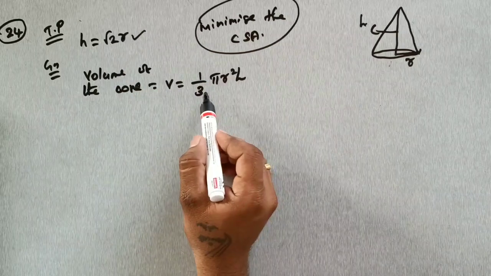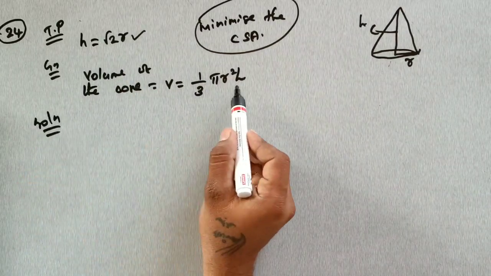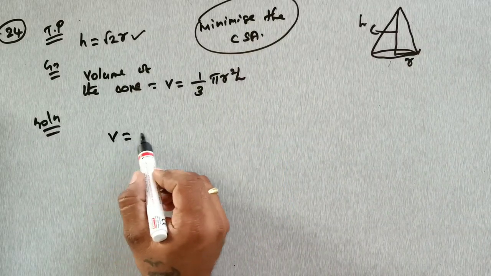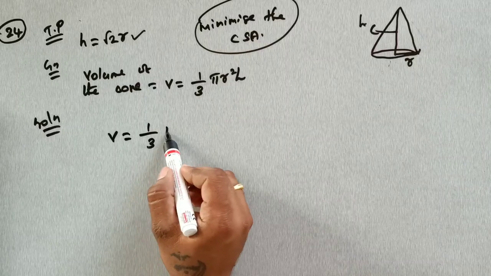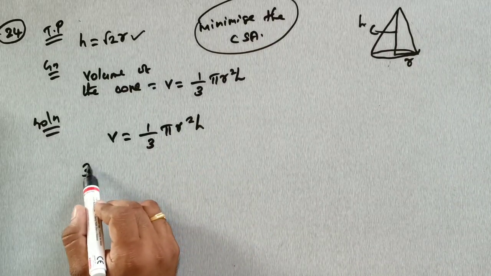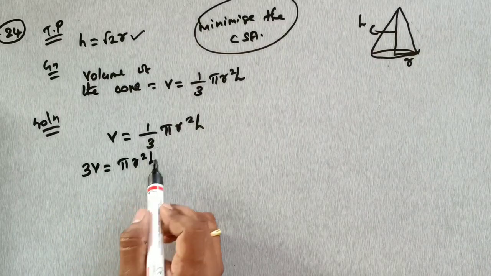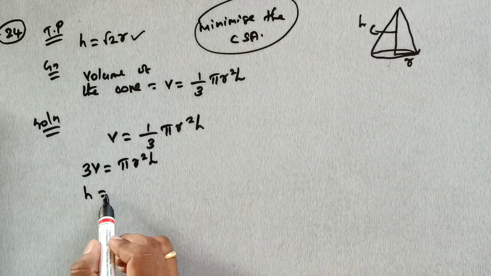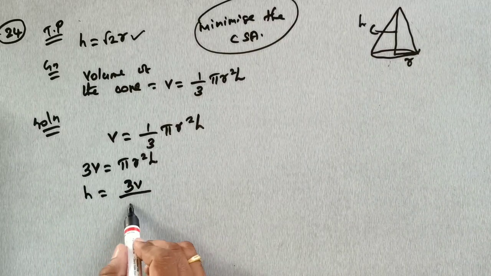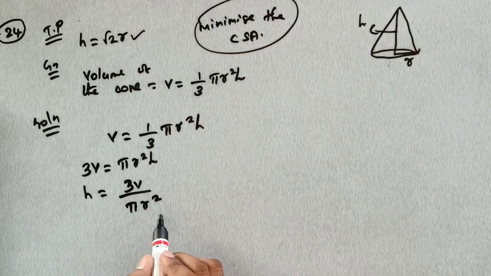So the volume is given for us, and from the volume V I can find the value of h. V equals 1 by 3 pi into r square h. So this 3 will come to this side: 3V equals pi into r square h. So our h value equals 3V divided by pi into r square. H equals 3V by pi r square.